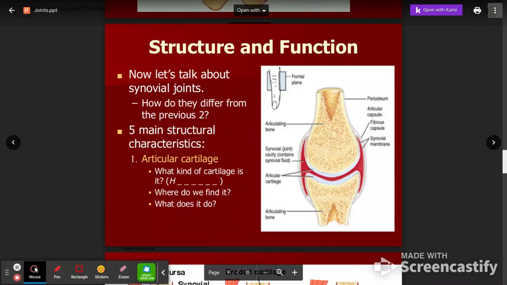Why is it shiny? Why is it slippery? Because they have the fluid in there. It allows movement, and they're here to decrease the force of two things rubbing together, which is friction. So what does it do? It's decreasing friction. There's fluid in here, called synovial fluid. So fluid reduces friction. Yes, and hyaline cartilage reduces friction.